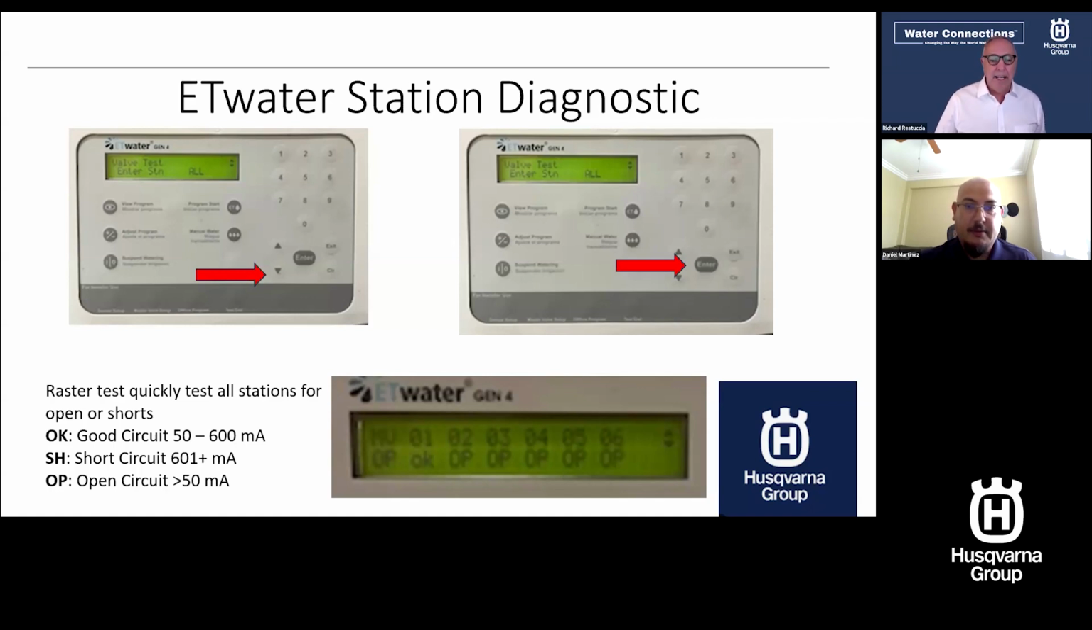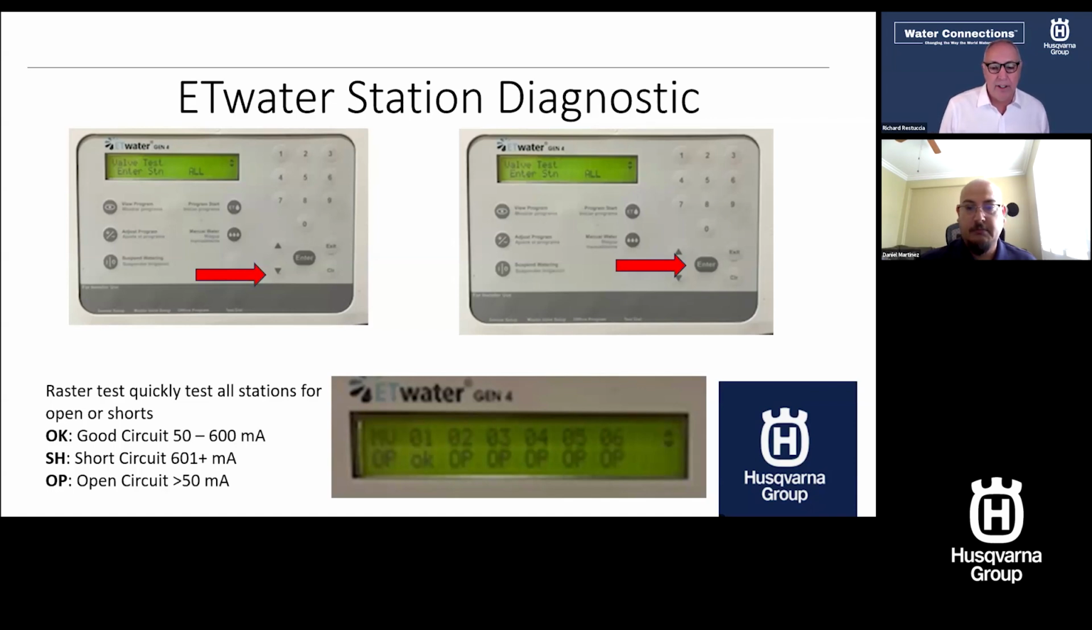Very nice. So what does a raster test mean? What am I going to see? The raster test just does a really quick pulse test of the stations on your controller. You can see the zoomed in display down below. The controller will tell you if it's okay, short, or open. In our case, OP for open, SH for short circuit, or OK for good. And your controller, instead of testing ohms like we did with the meter, is testing milliamps, which is the current draw through that circuit.